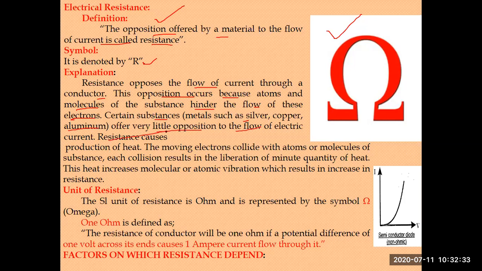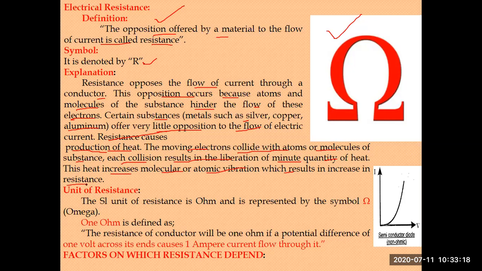So the resistance causes production of heat. This is the cause of the resistance. Heat rises due to the resistance of the conductor. Moving electrons collide. This is the most important thing to understand about the concept of resistance. A moving electron collides with the atoms or the molecules of the substance. Each collision results in the liberation of a minute quantity of heat. The heat increases molecular or atomic vibration, which results in an increase in the resistance.